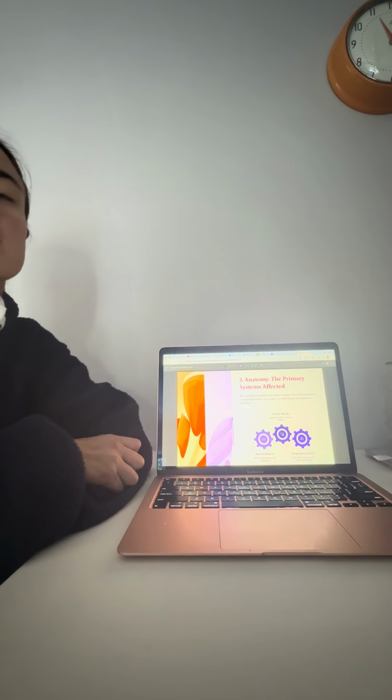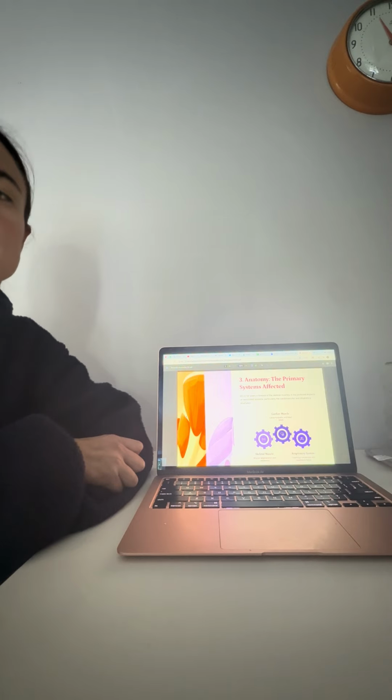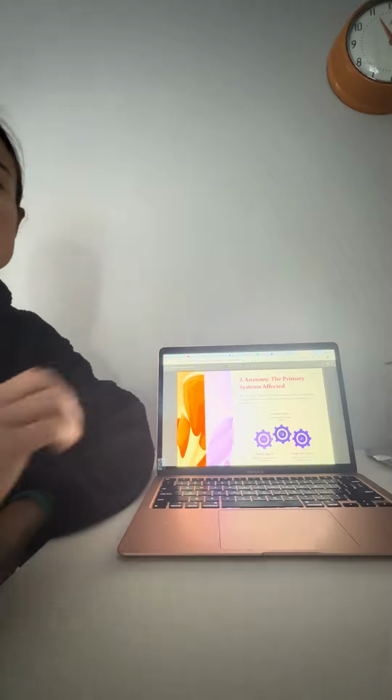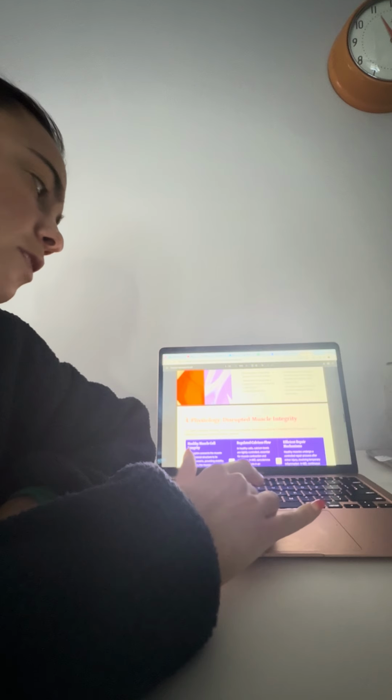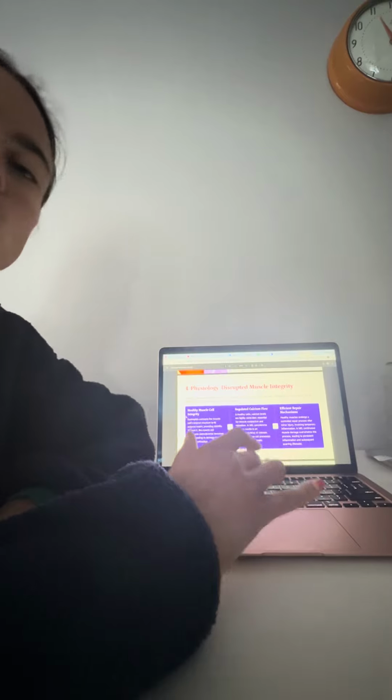In the skeletal muscle, this is where we see the main weakness and the degeneration. In the cardiac muscle, patients develop cardiomyopathy because their heart relies on dystrophin. In the respiratory system, the diaphragm gets weaker, and this causes breathing difficulties later on. Now we're going to go over the physiology and then what symptoms to look out for.